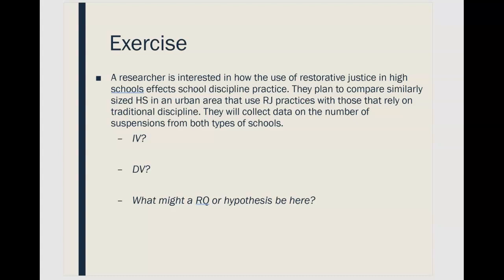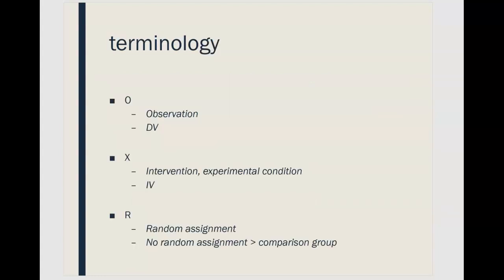So think of a research question or a hypothesis. We covered that early on in the semester. What might we want to see? That restorative justice has fewer suspensions than traditional discipline. That'd be a hypothesis, right? Because we're having some direction. We're saying this is what we expect to see. So that's kind of how those two come together.